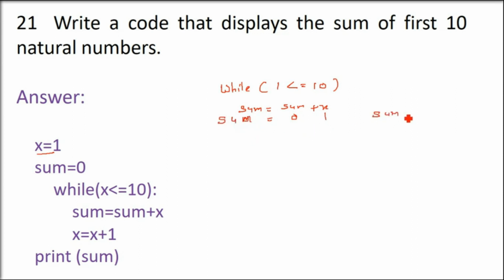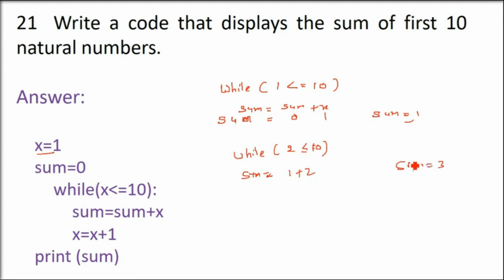This is the first iteration. Coming to the second iteration, x is increased. x is x plus 1. x has incremented, so x has become 2. 2 is less than or equal to 10. Yes, it is. Sum was 1 in the first iteration. The sum equals sum plus x. Sum is 1 now, and x has become 2. So sum will be 3. Sum will have 3 after the second iteration.